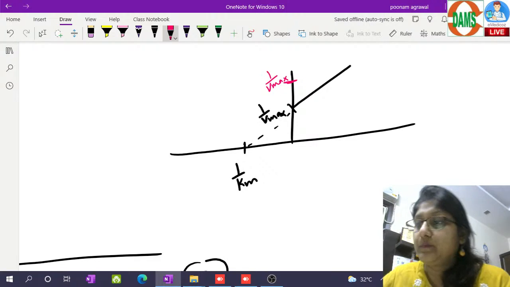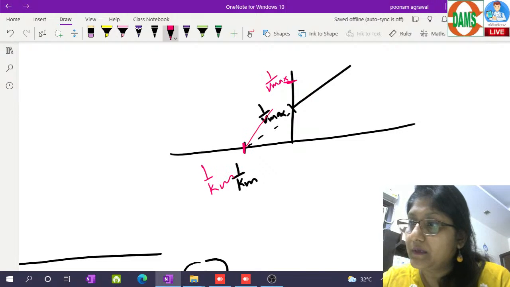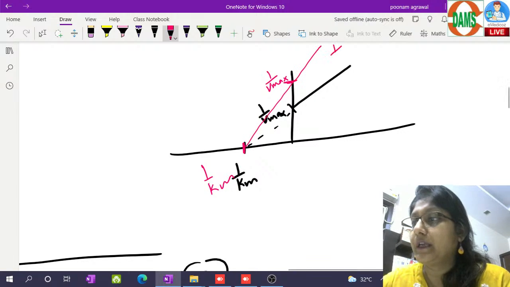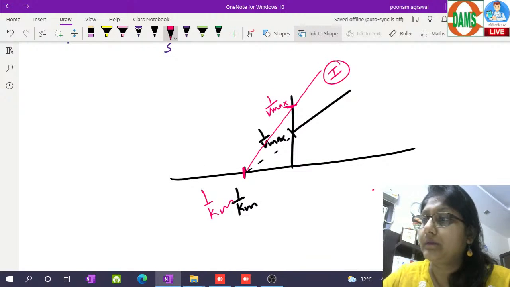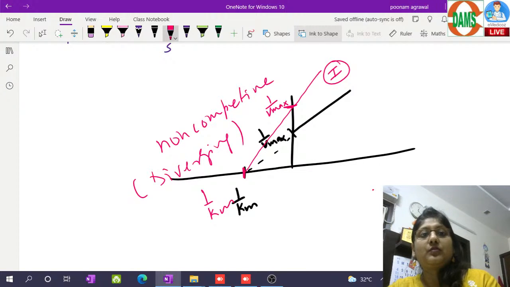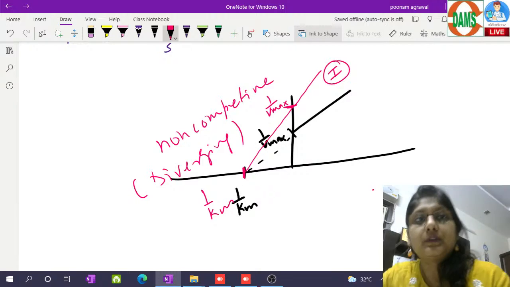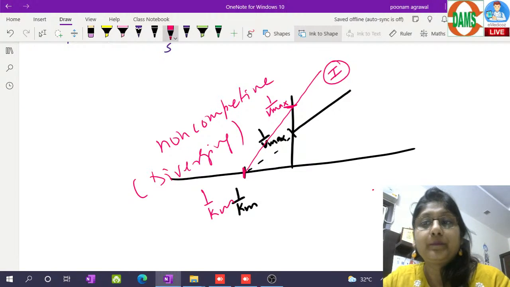Km will remain the same, so 1 by Km will remain the same. When these 2 points are merged, you get a diverging line, and the diverging line is the characteristic finding in non-competitive inhibition. So it's easy to remember. Crossing means competitive, diverging means non-competitive, and uncompetitive shows a parallel line.